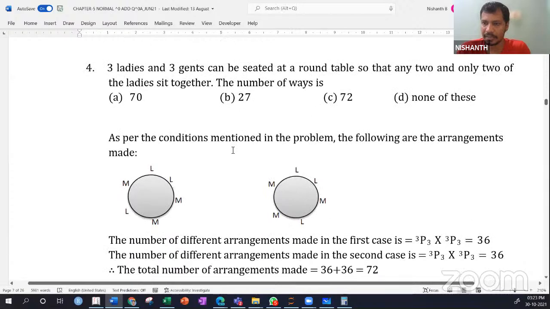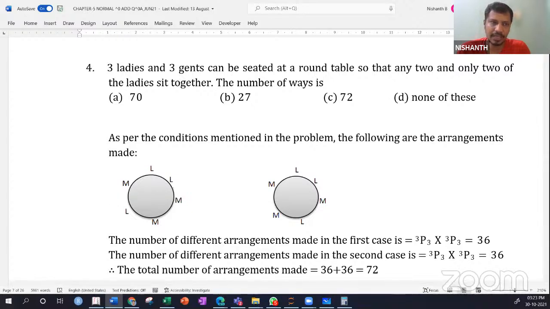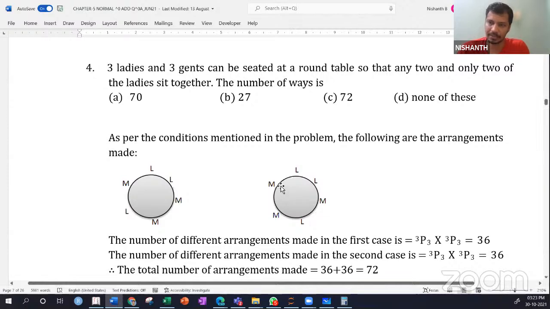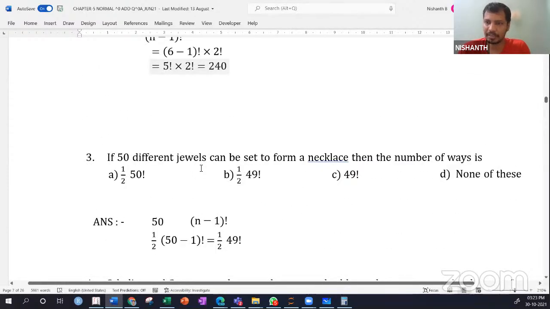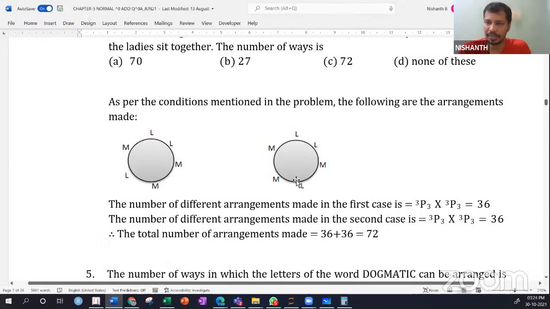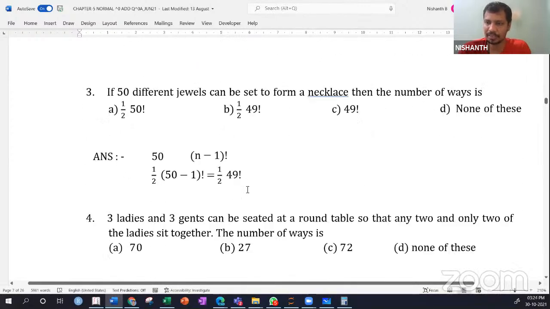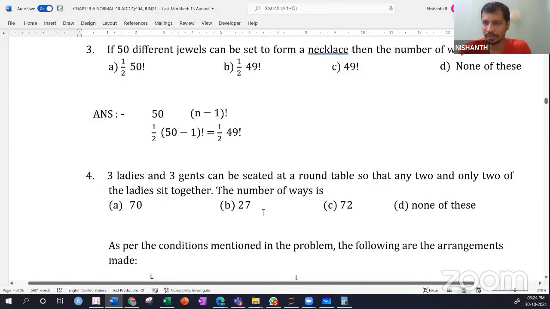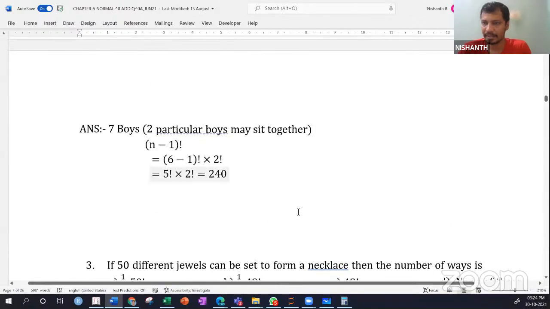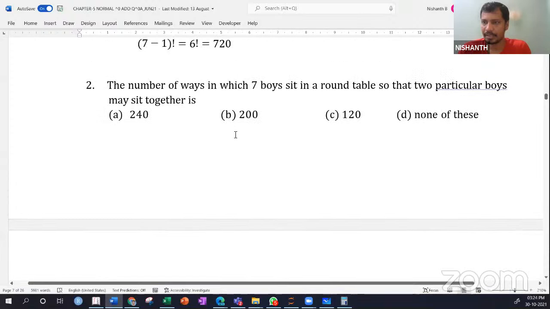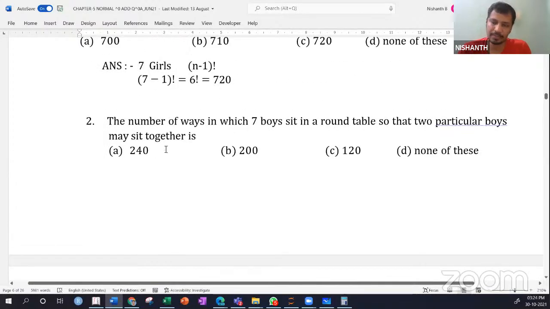Necklace problem we had done. 3 ladies, 3 gents also we had done. But this was a kind of problem where you have equal number and they can arrange among themselves. It was not the kind of problem which we had seen here. This was a different condition altogether, and even this was also a different type of condition. So maybe, as I said, half problem was done.